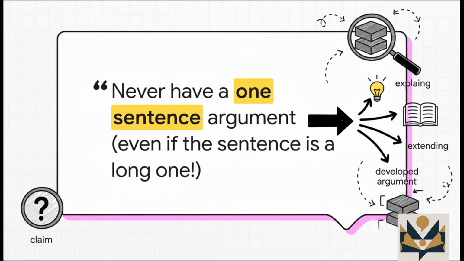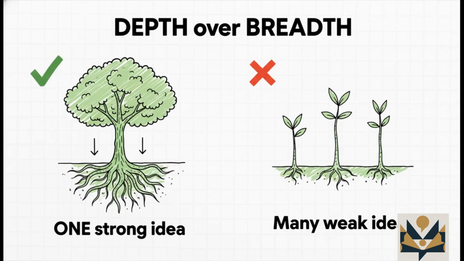See, you don't get points on this test for just making a list of ideas. You get points for explaining them, for extending them. A single sentence is just a claim. It's not a real argument until you back it up. This right here is absolutely crucial. It is so much better to have 1 strong idea per paragraph that you develop fully than to have 3 or 4 weak ideas just kind of thrown in there. Remember this, depth over breadth. That is the name of the game in IELTS writing.